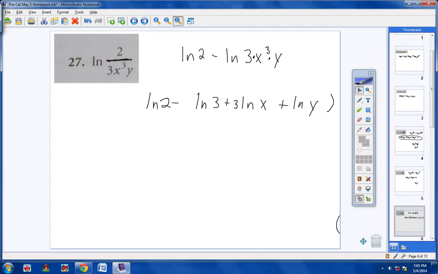So I'm going to pull this out of the way. So you would have a negative natural log of 3, a negative 3 natural log of x, and a negative natural log of y. Okay, and there we go. That's it. Take your negative sign, multiply through. Let me check the answer key real quick. Everything looks good, and that is the correct answer.